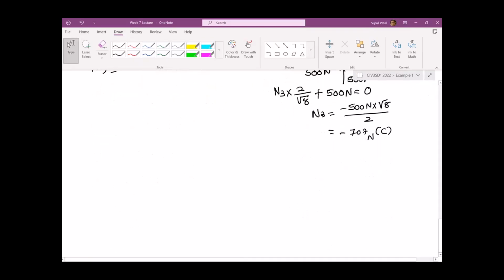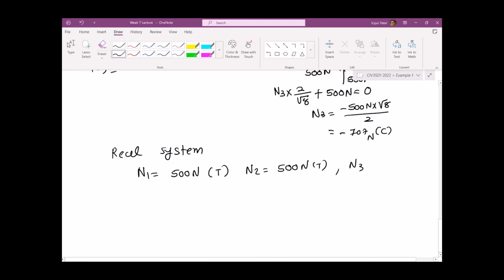So this is the real system. In the real system, you have N1 equal to 500 newtons tension, N2 equal to 500 newtons tension, N3 equal to 707 newton compression. Okay, so that's what we found. Now the virtual system.